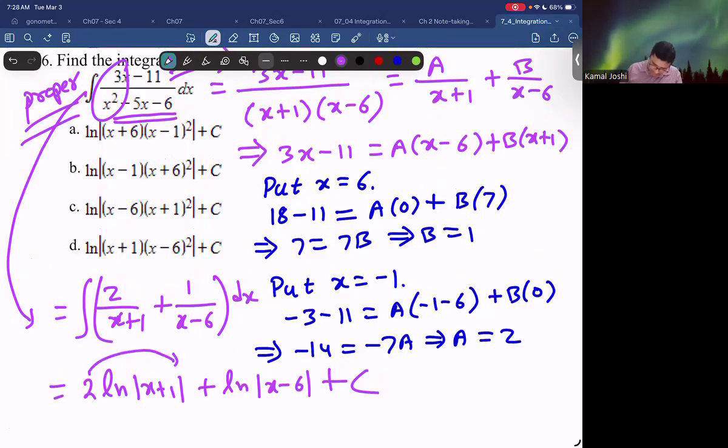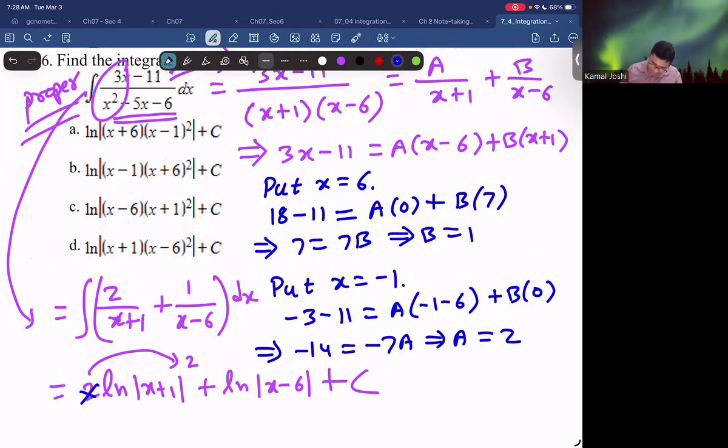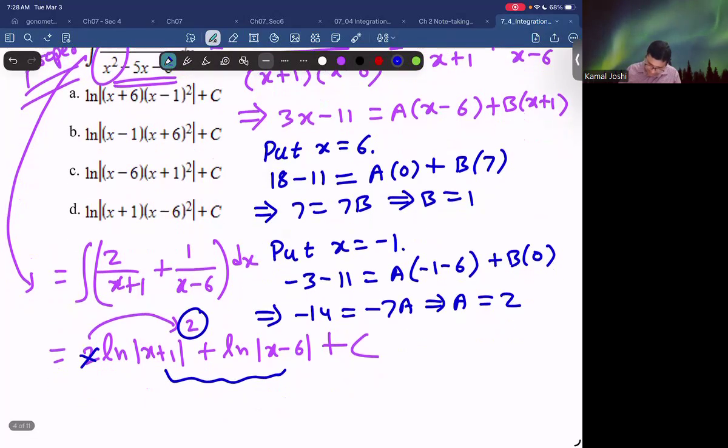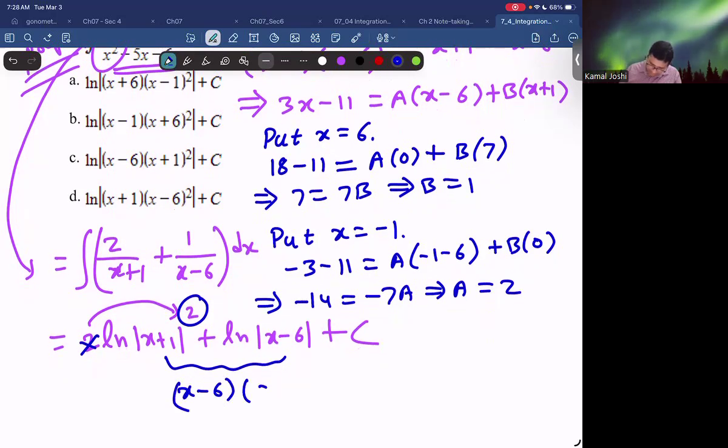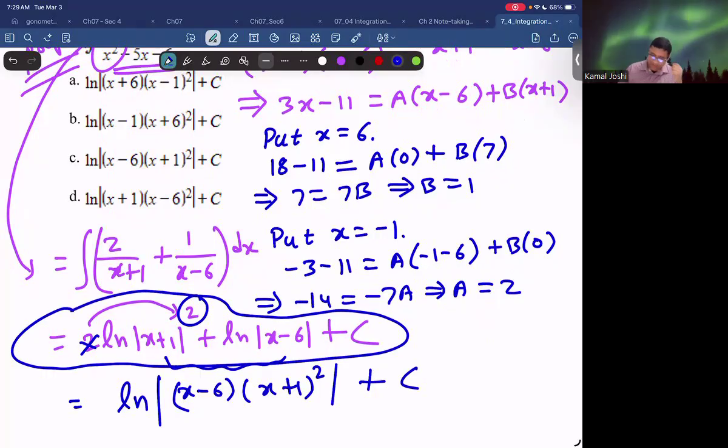The 2 can go inside and become a square, right? When it goes here, it becomes a square. And then you merge them, you will get x minus 6 times x plus 1 squared, putting it in parentheses. I'm doing that. You don't have to do it, okay? If you are writing a free response answer, this purple, or violet, color here would have been your final answer. You would have left it at that, even with the 2 as a coefficient, not squared inside, okay?